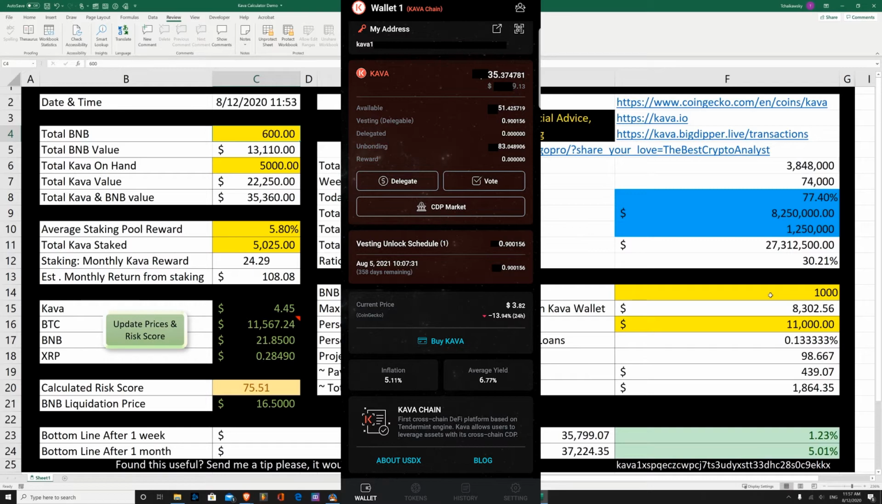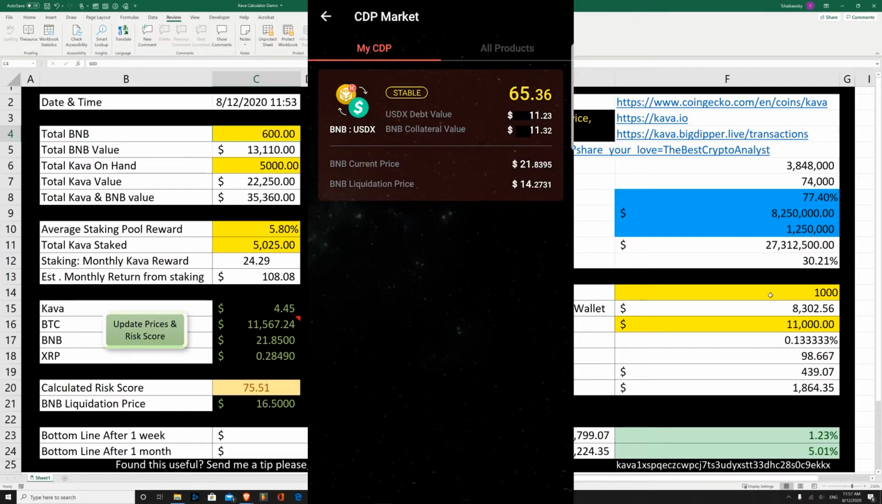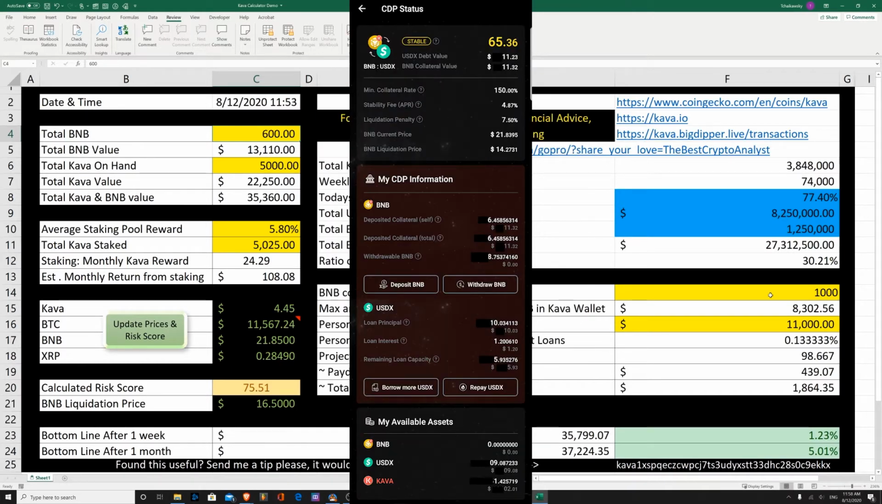It says CDP Market. You click on it, and you're going to see the option for my CDPs or all products. In this situation, the CDP is already set up. I've already requested that collateralized debt position, and I can choose to add more BNB to lower my risk score, or take out more USDX because I want more USDX to spend, which would result in my risk score rising.